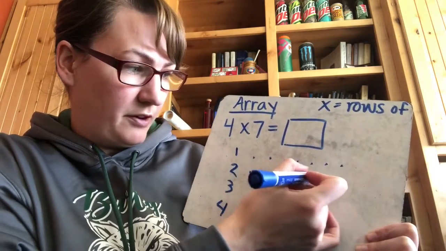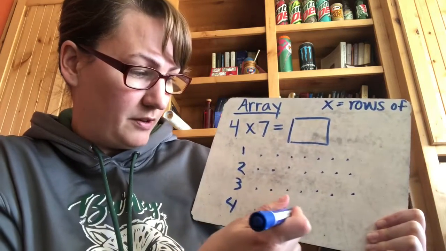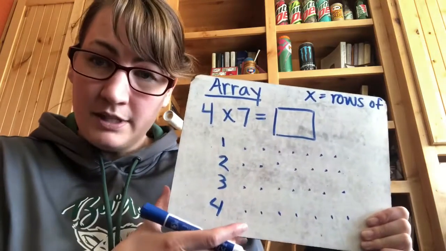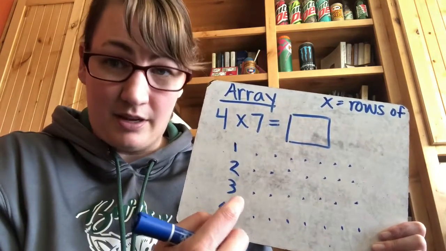1, 2, 3, 4, 5, 6, 7. Now, once I have my picture, there's a couple ways to do it. I can count all the dots, which is going to take a long time, right?